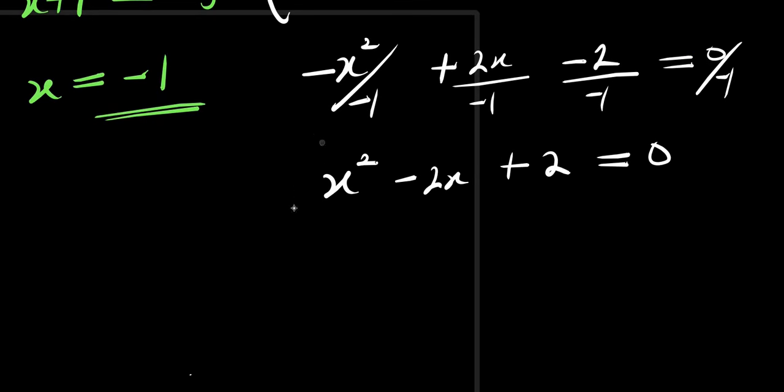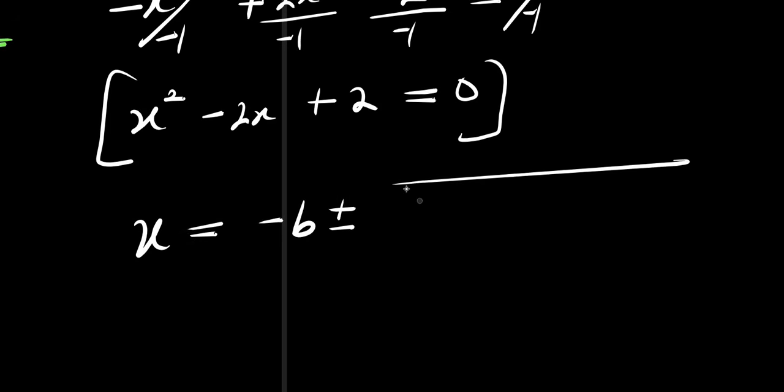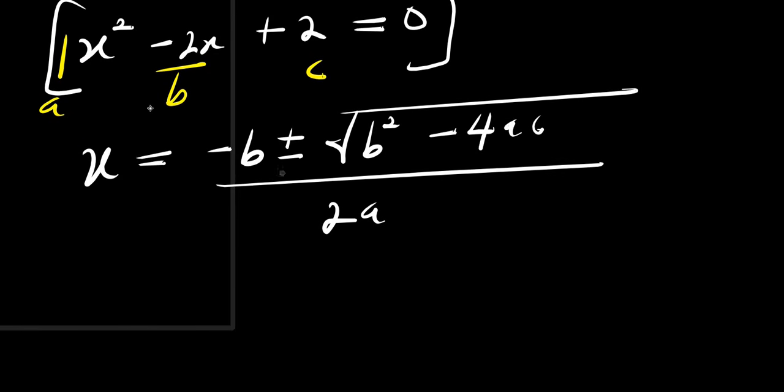So this becomes the quadratic equation that we are going to solve, and we can solve this using the formula method. We write the formula in respect to x. We have x equals negative b plus or minus square root of b squared minus 4ac, divided by 2a. And from here, 1 is the coefficient of x squared, that is our a, negative 2 is our b, 2 is our c.